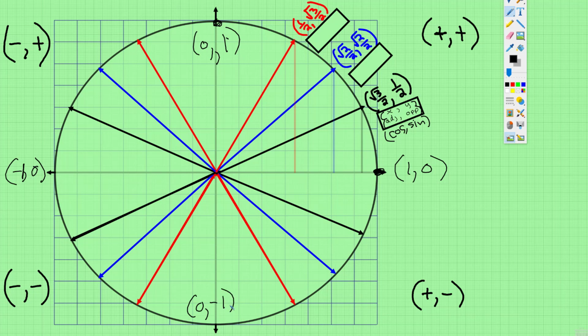All right, that's it for the unit circle. But the unit circle is what you're so dependent on. There's a lot of times that you cannot use a calculator. You need the unit circle. All right, that's it for the unit circle.